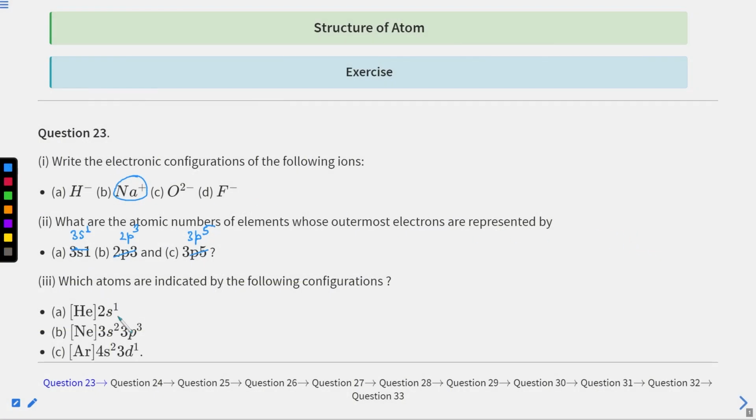Next question. Which atoms are indicated by the following configuration? So helium has a total of 2 electrons. So hydrogen, helium, then we have 1 extra electron, that is for lithium.